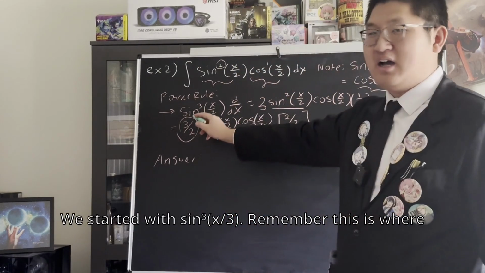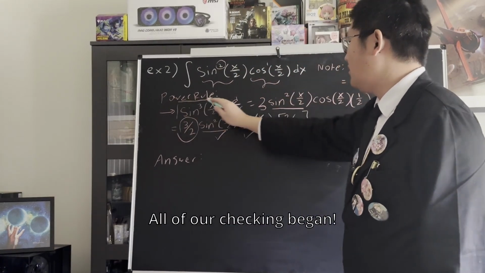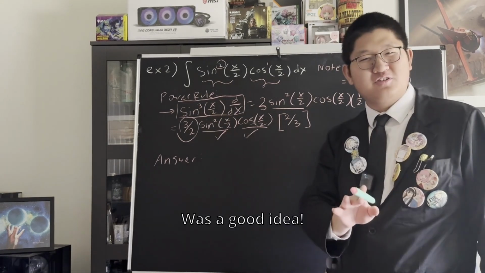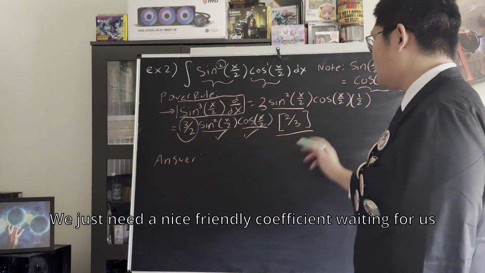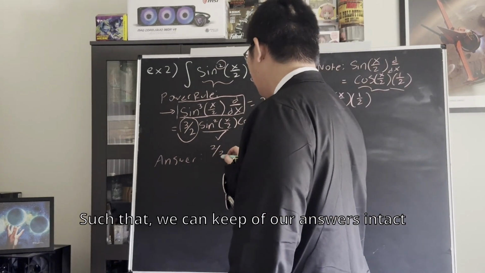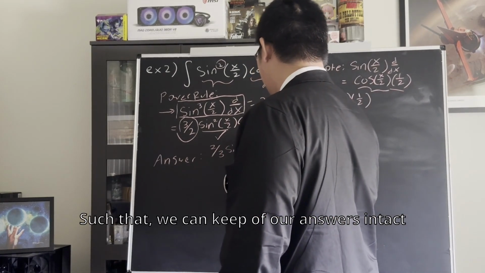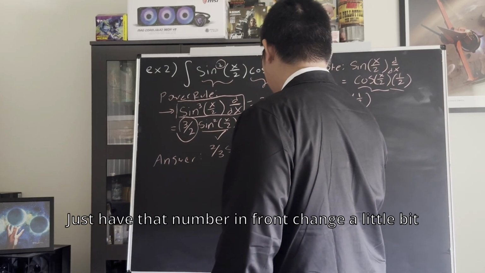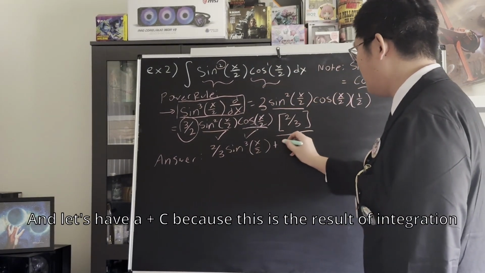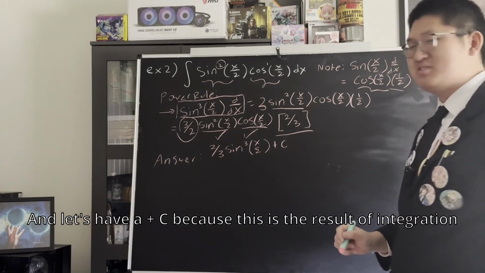We started with sine cubed. Remember, this is where all of our checking began. So it looks like going from here to there was a good idea. We just need a nice friendly coefficient waiting for us such that we can keep all of our answers intact, just have that number in front change a little bit. And let's have a plus c because this is the result of integration.